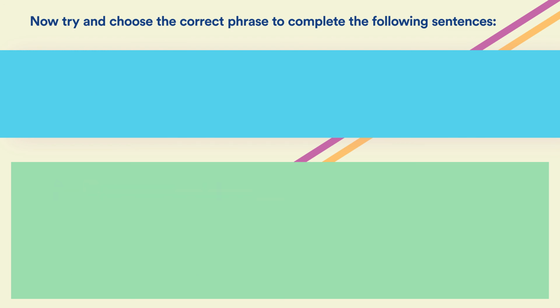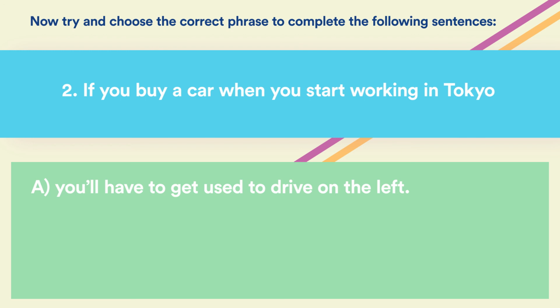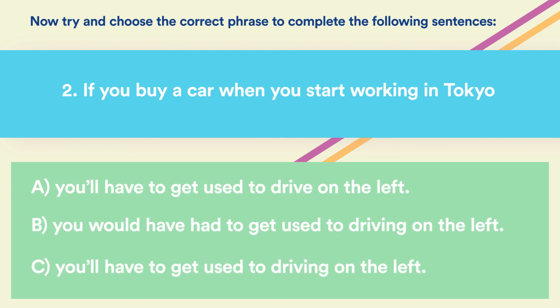Number 2. If you buy a car when you start working in Tokyo, A. You'll have to get used to driving on the left. B. You would have had to get used to driving on the left. C. You'll have to get used to driving on the left. The correct answer is C. If you buy a car when you start working in Tokyo, you'll have to get used to driving on the left.